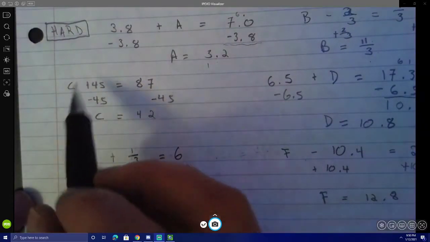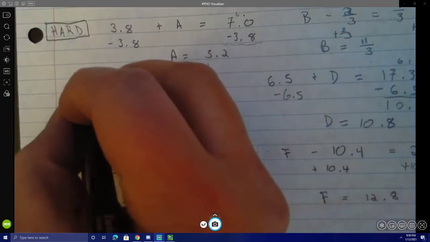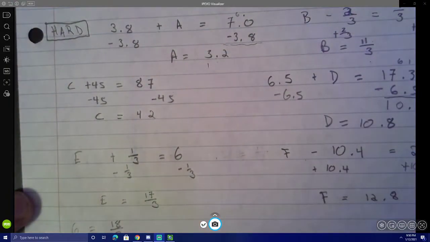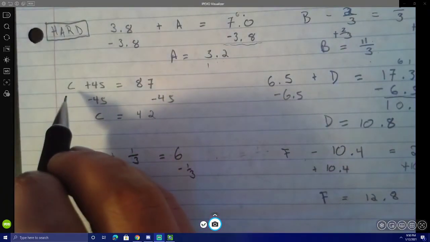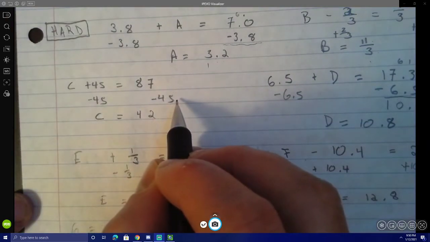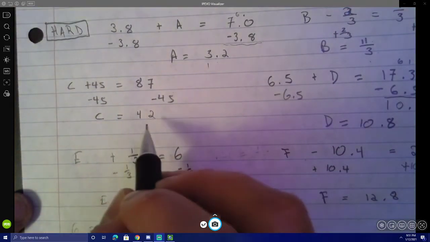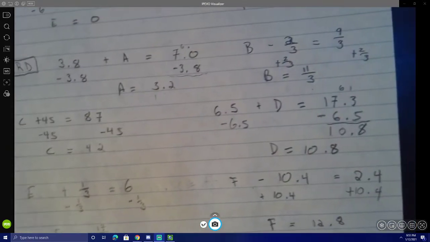Sweet. For the next problem, we had c plus 45 is equal to 87. To isolate the variable c, I would subtract 45 from both the left and the right side of this equation. That would leave me with c is equal to 42.